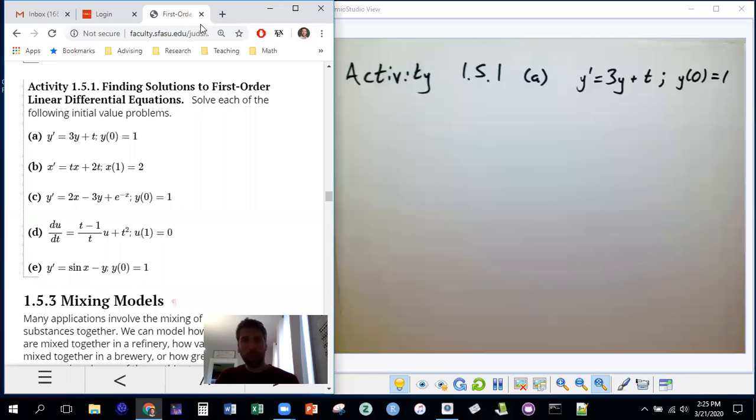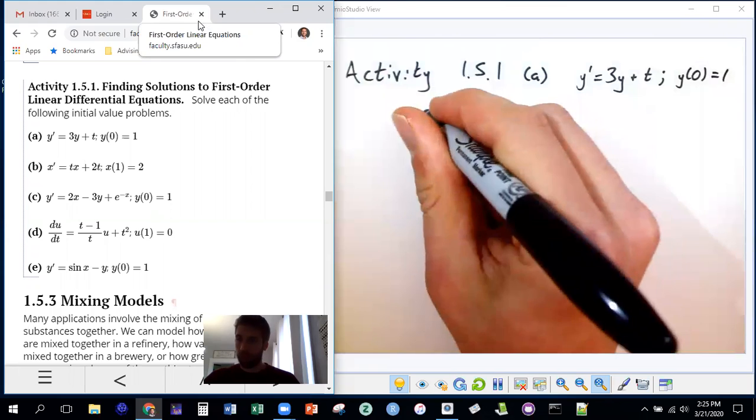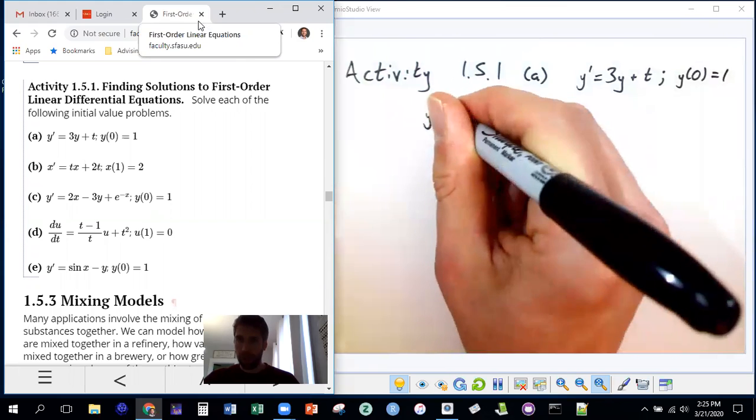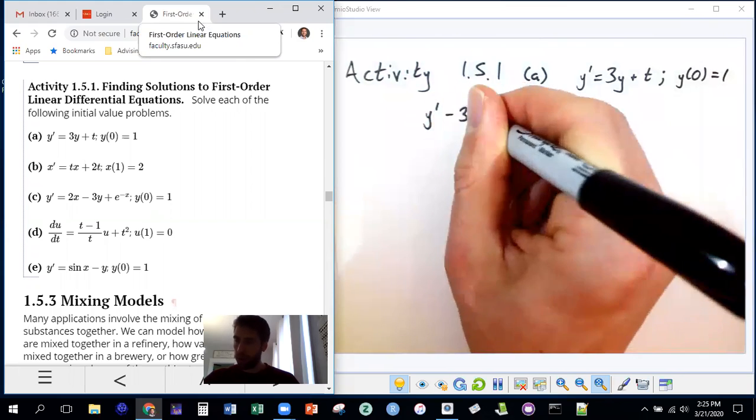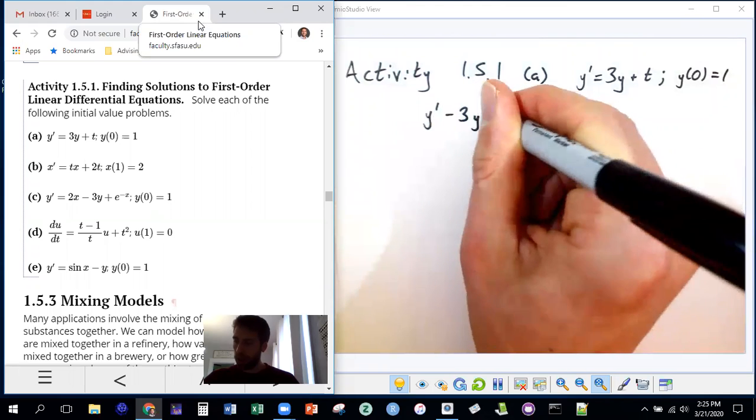So now we're going to do activity 151A, which is that y prime equals 3y plus t with initial conditions y of 0 equals 1. So our first step is to write the differential equation in the proper form. So the proper form would be y prime minus 3y equals t.